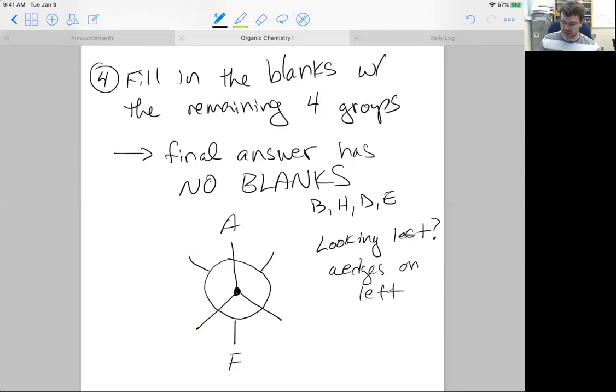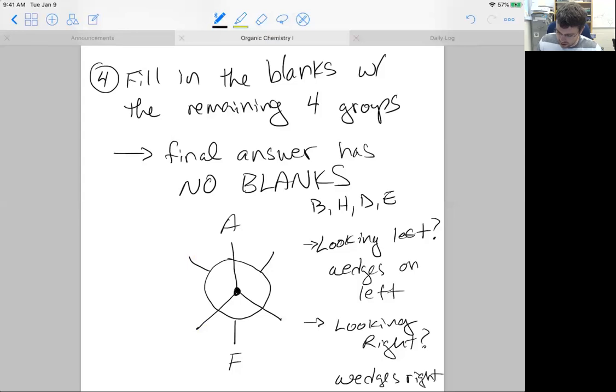Looking left, wedges on the left. And conversely, if we're looking right, again, that's a question, wedges on the right. So what does it mean to look left and look right? Well, that comes down to where our eye was in the original drawing.